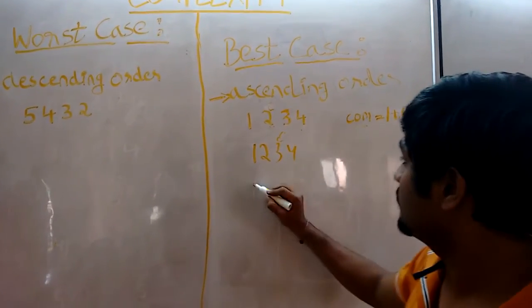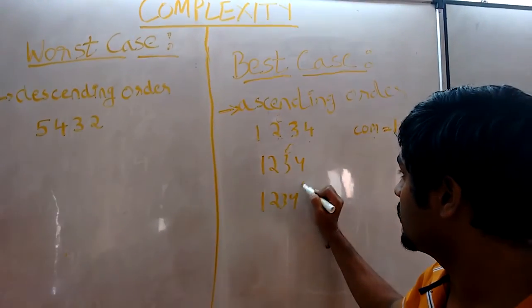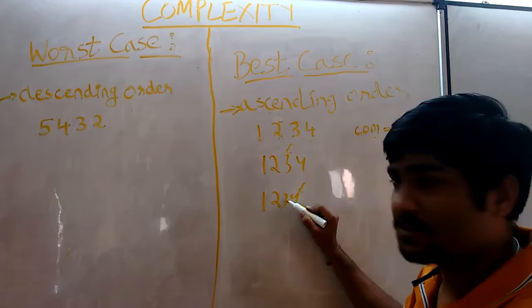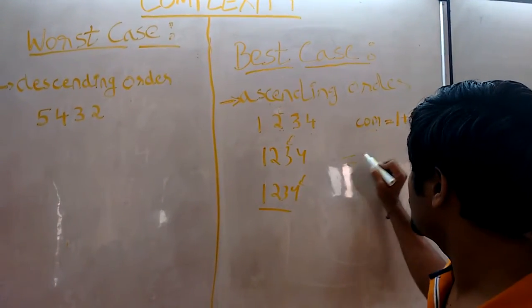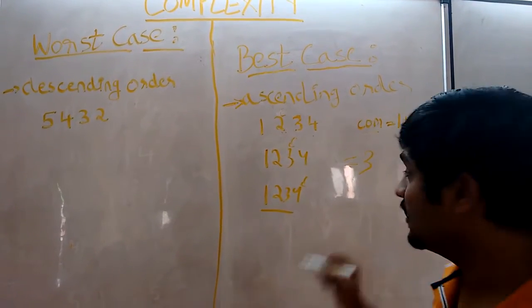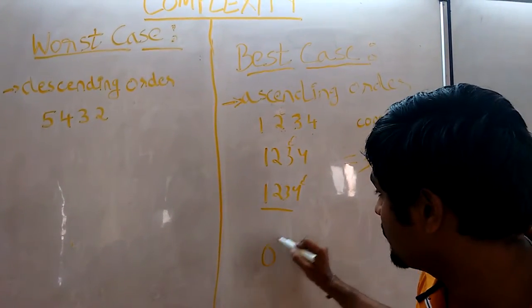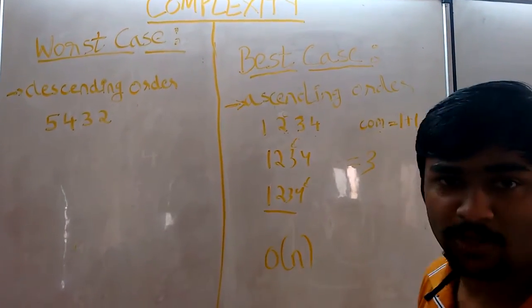So you add. Next, 1, 2, 3, 4. You take this and you compare with its previous. One comparison, plus 1. So as you can see, the total number of comparisons is 3. So it's linear. Basically for the best case, the complexity turns out to be O of n.